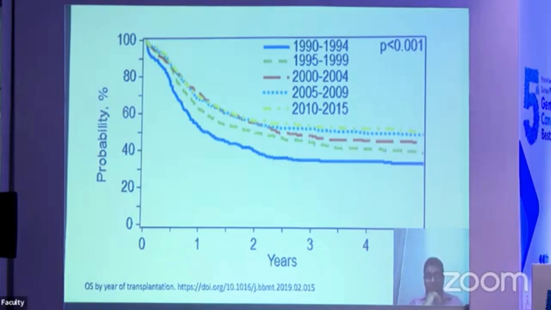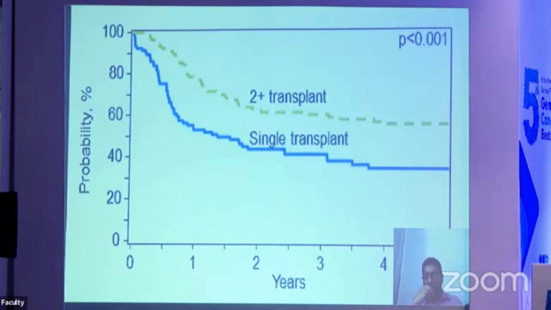But things have changed over the years. The supportive care has improved. Facilities to do transplant have improved, and you could see from 1990 to 2015 steadily in the CIBMTR data, the outcomes improved. Interestingly, the CIBMTR data also shows that patients who undergo 2 or more transplants in germ cell tumor do better than single transplant.